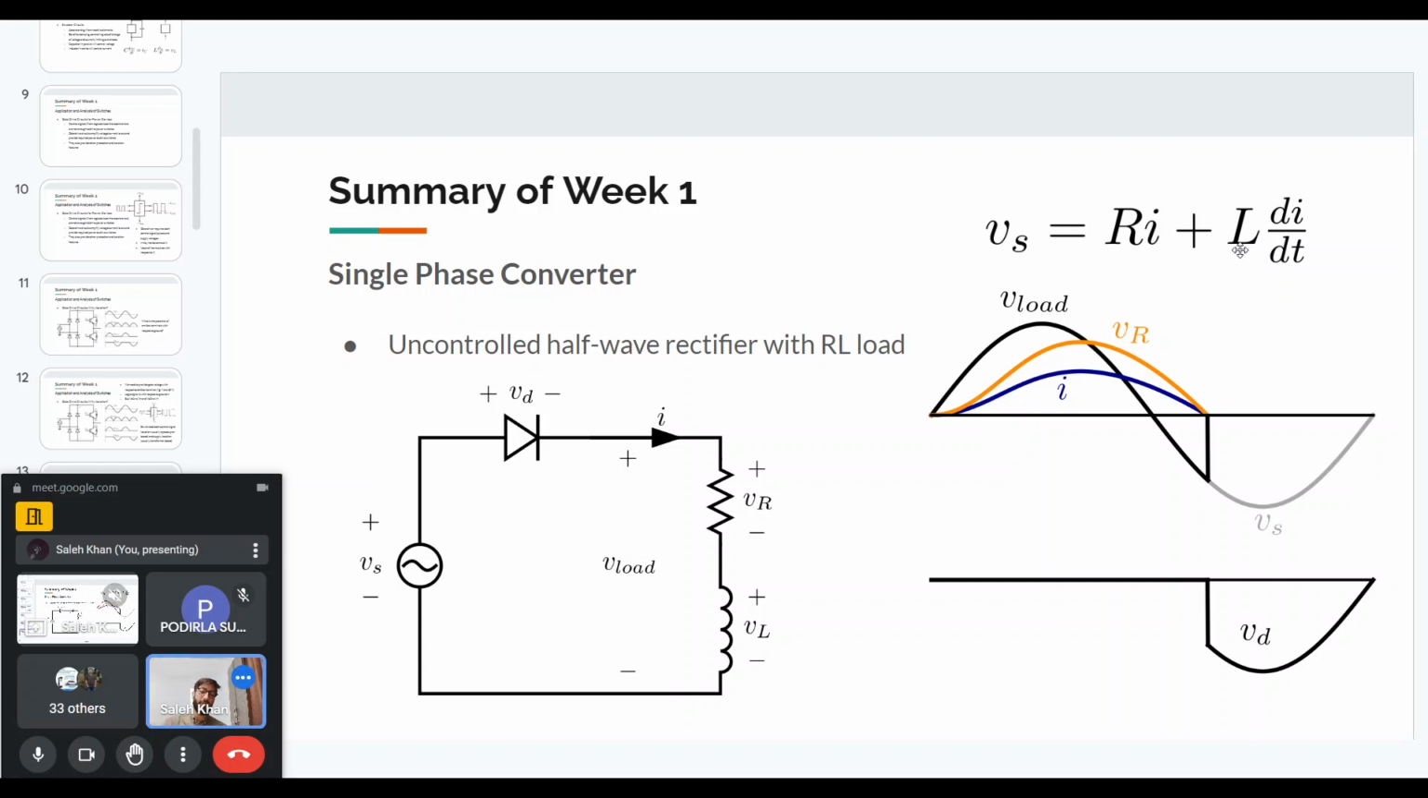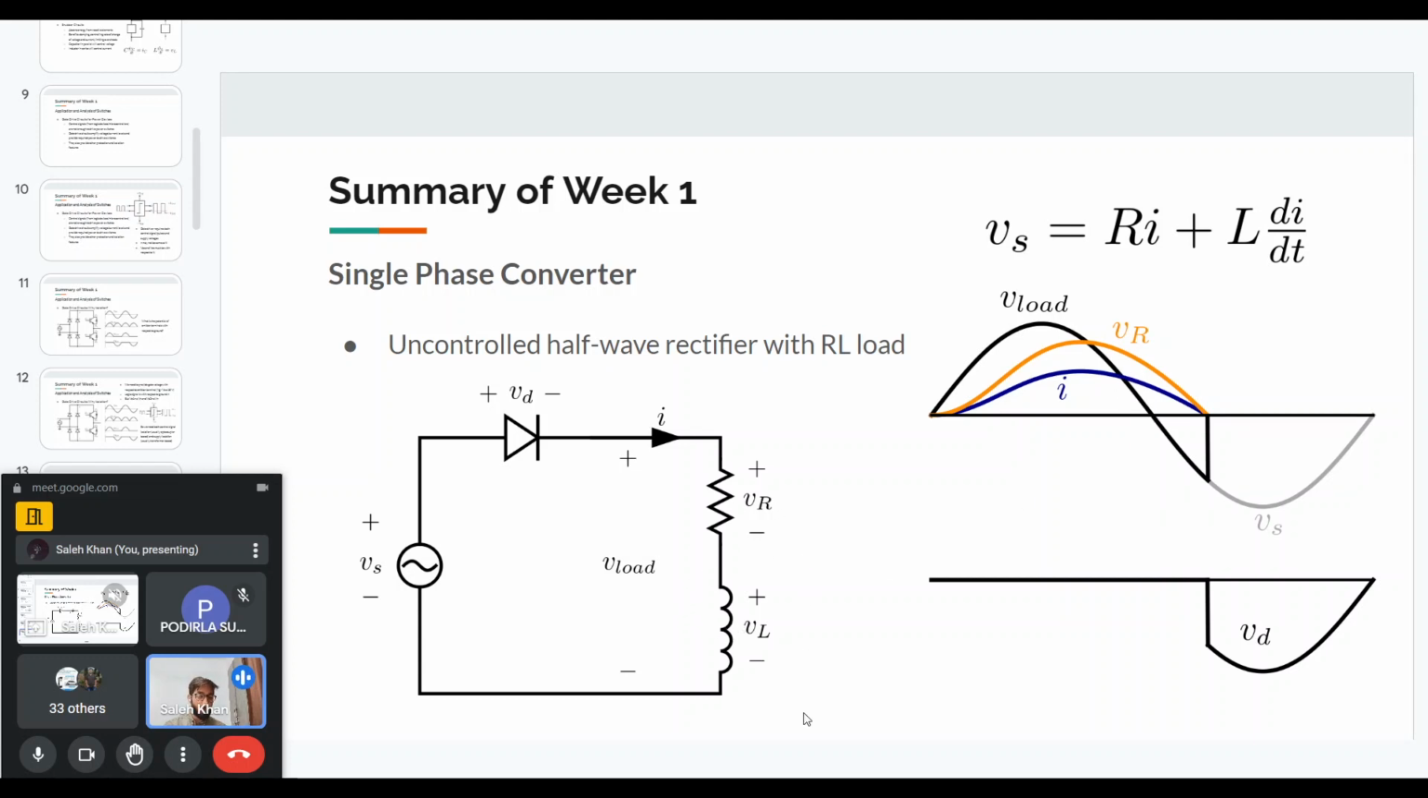So, like I've said previously, this L di/dt is very important in our power electronics. For the positive half duration, the diode will be forward biased, and the Vs voltage will be the sinusoidal voltage. If you put the sinusoidal voltage here, then you can solve this differential equation for the current I, and you will get a current with this blue waveform. But what is interesting here is that the current will have some positive value when the supply voltage becomes zero.